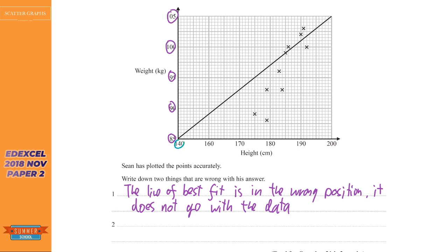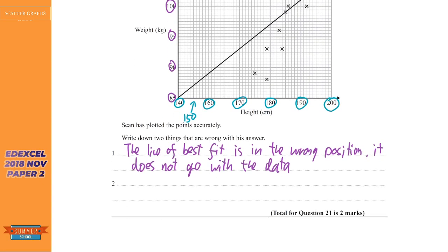Then you notice this one, 140, 160. So it's going up in 20s. So the next one will be 180, but it's not. It's 170. So it's not going up in 20s. It's actually going up in 10s. So they've missed out 150 here. So just something like the height axis is missing 150, something like that. I mean, I'm sure you can just write 150 is missing or something like that, but try and highlight where it's missing, just to make sure you get the marks.